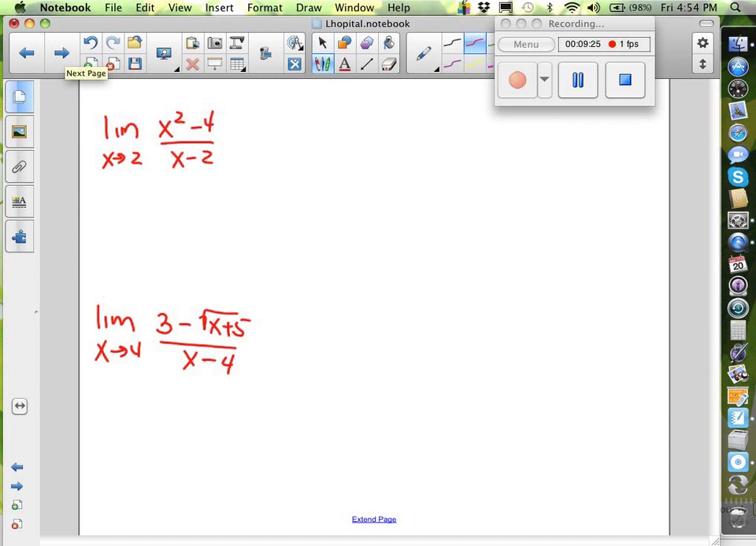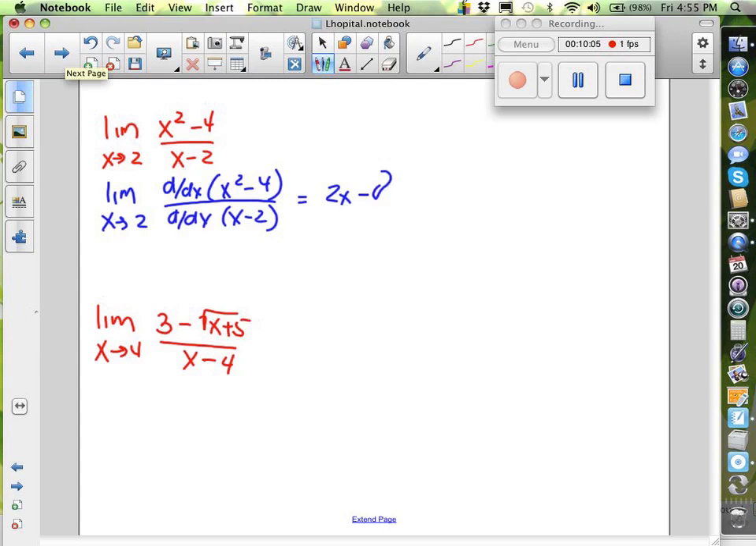The limit as x approaches 2 of x squared minus 4 over x minus 2, and the limit as x approaches 4 of 3 minus the square root of x plus 5 over x minus 4. So we're going to take the limit this time by taking the derivative of x squared minus 4 and the derivative of x minus 2 and evaluating that limit instead. So the derivative of x squared is 2x. The derivative of a constant is just 0. In the denominator, the derivative of x is 1, and the derivative of the constant is 0.